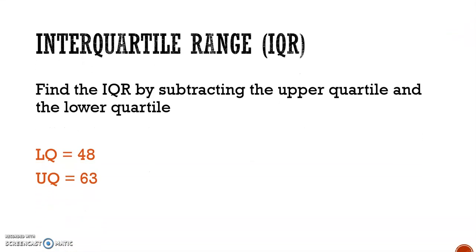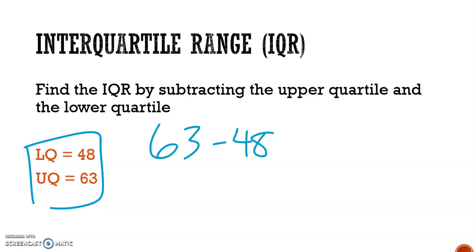Alright, so interquartile range. I talked about this a little bit in the last video as well. The interquartile range is the upper quartile minus the lower quartile. So using that same set of data from before, I just wrote it again here. Our lower quartile is 48 and our upper quartile is 63. So all I have to do is just subtract those two numbers. So that gives me an IQR of 15.